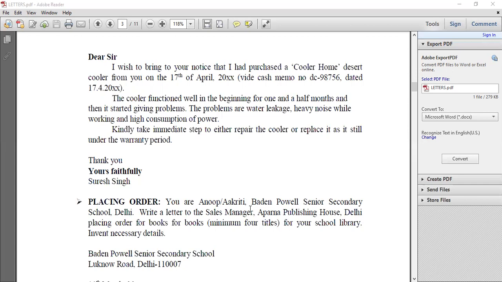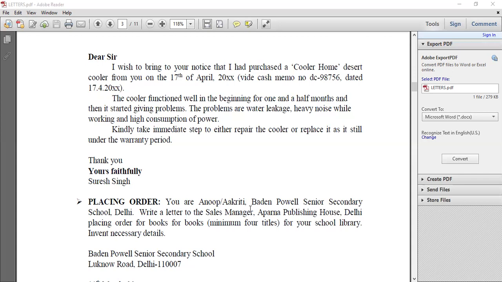You need to concentrate on the sentence structure, the sentence pattern. So sentences, you have to concentrate. That's why I'm displaying and reading them. Now this is what we need to improve, right? So the problems are, you can go for bullet points, one by one, 1 to 3. The problems are water leakage, heavy noise while working, and high consumption of power. The writer has mentioned these three things.